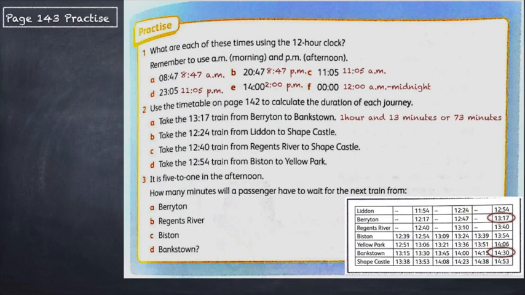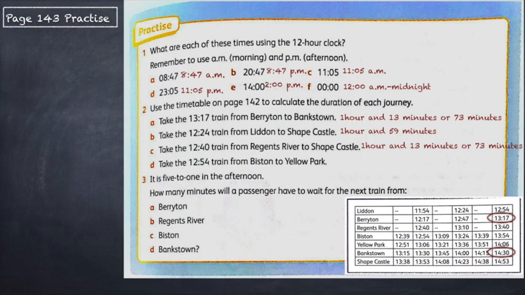B. Take the 1224 train from Lydden to Shape Castle. Alright, if you find Lydden and 1224 o'clock and follow it to the destination of Shape Castle, our duration is going to be 1 hour and 59 minutes. So the answer for choice C is going to be 1 hour and 13 minutes or 73 minutes. I will leave choice D on you.